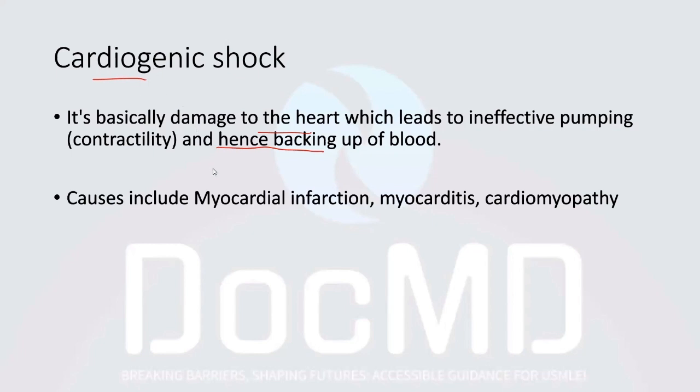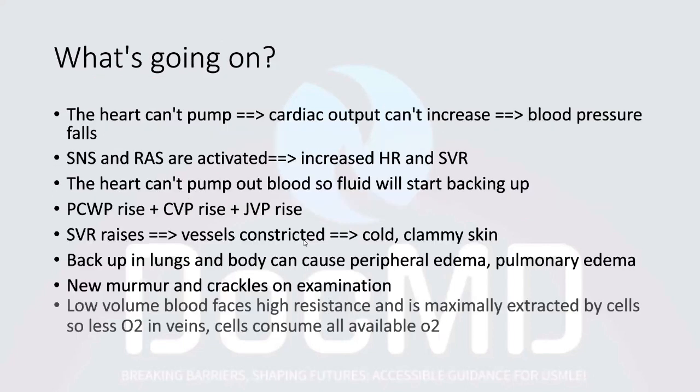You can tell by the name it's due to the heart. So anything that disrupts the heart, like myocardial infarction, which is obviously due to ischemia, myocarditis, which can be due to any viral infection, and any cardiomyopathy. All of these can lead to cardiogenic shock, and obviously in this, the whole mechanism of shock is different. At the end of the day, all shock does lead to worsening hypotension, metabolic abnormalities, and tissue hypoxia, but the mechanisms are different. So what happens in cardiogenic shock?